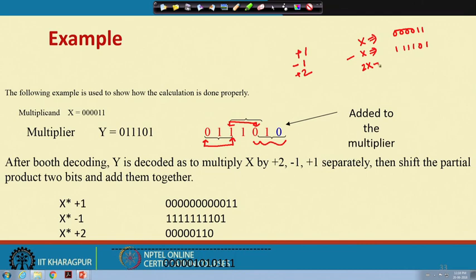Okay. For twice of x, what does it mean? The 0 will be appended at the very last LSB and it will be something like this. Now, I have to add all these 3 sets, and here what will I get? 0 over here, then 0, then again 1, then again 1, then 0, then 0, then 1. Okay. So, this is the final result.